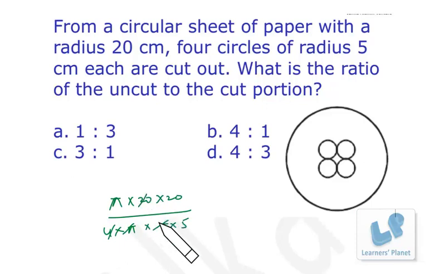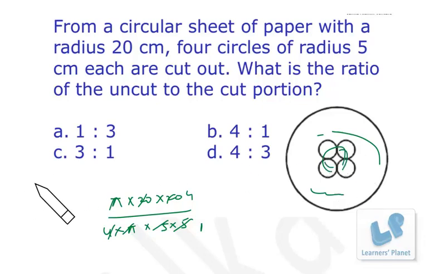So this portion, the portion occupied by these 4 circles, is nothing but 1/4 of the whole circle, right? Okay, so that means this remaining portion is what? That is 3/4 of the whole circle. Okay, so nothing more has to be done. So uncut is 3/4 and cut is 1/4. So that's 3:1 ratio. Clear?